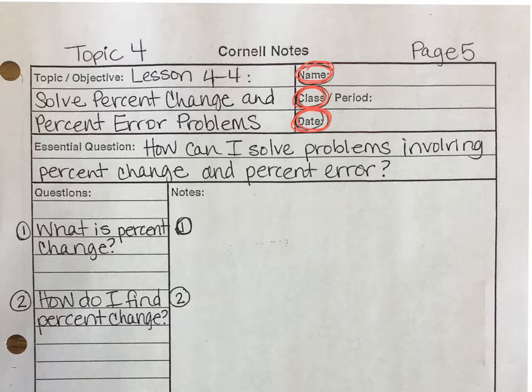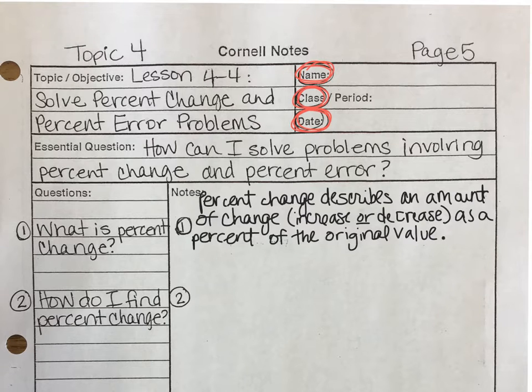The essential question we aim to answer in this lesson is how can I solve problems that involve percent change and percent error? Question 1 asks, what exactly is percent change? Percent change describes an amount of change, it could be an increase or a decrease, as a percent of the original value. So we're looking at how does something change from what it was at the very beginning.